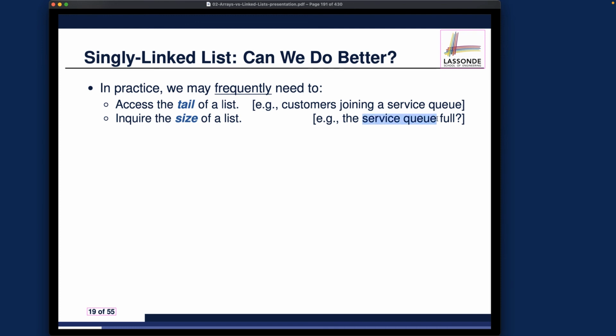Maybe when it gets to 100, in that case, maybe we should really block any further entrance into the queue, just to make sure we actually maintain the quality of service, right? That's another example. So these two methods, or these two features, should really be supported in an efficient way. So linear time is not the way to go. How can we improve it?